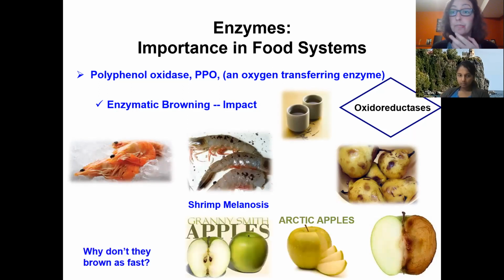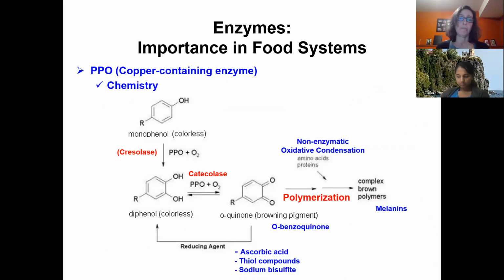They have bioengineered apples, for example, the Granny Smith. Why don't they brown? Because they're bioengineered to have low concentration of polyphenol oxidase, so they are slower to brown when you cut the apple. So what's the chemistry behind the browning reaction with polyphenol oxidase? What happens is you start off with a monophenol, and when it's exposed to oxygen, when you cut the apple, cut the potato, or whatever, you're exposing it to oxygen, then the endogenous enzyme, you have two different types of enzymes, cresolase and catecholase. One will convert the monophenol to diphenol, so you get two phenolic groups. And further oxidation in the presence of oxygen gives you a quinone, which is a browning pigment.